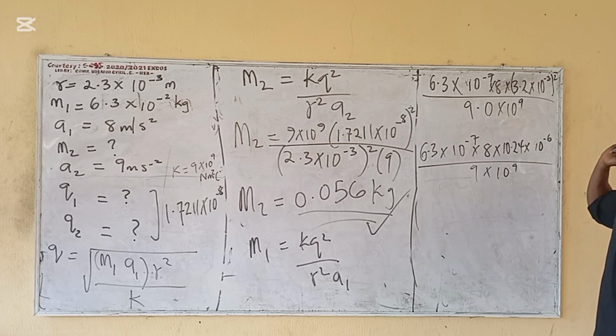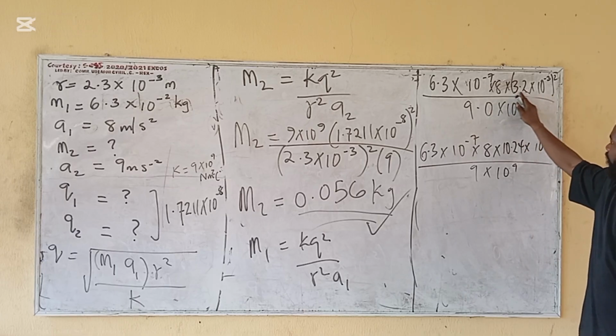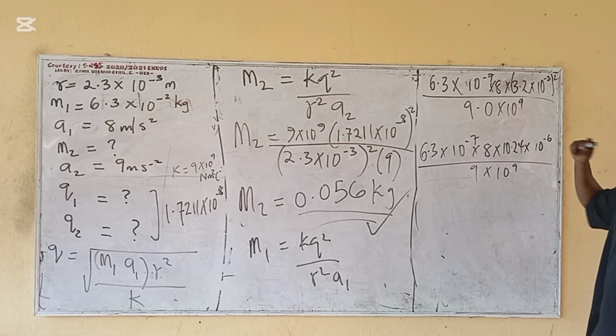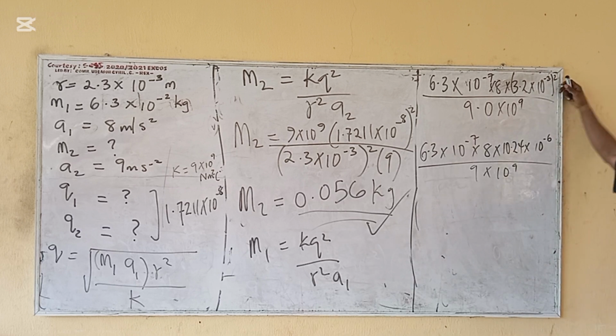You can do that, but see, when you punch this on your calculator, it will still give you minus 6. It's minus, since it's square. The power should still remain.